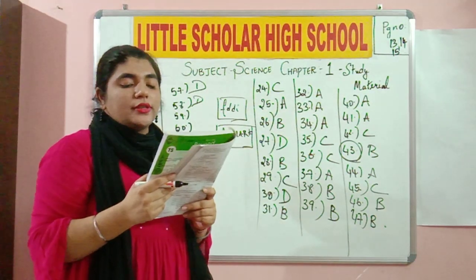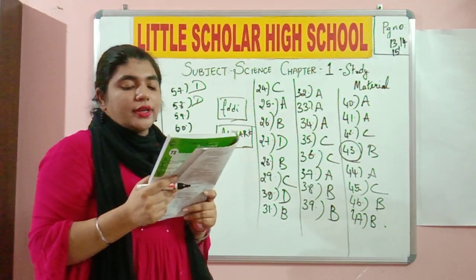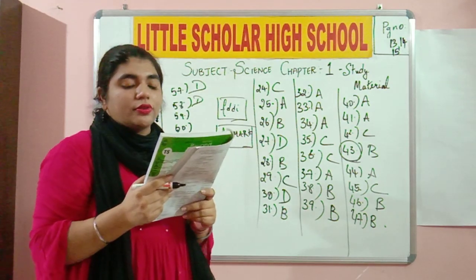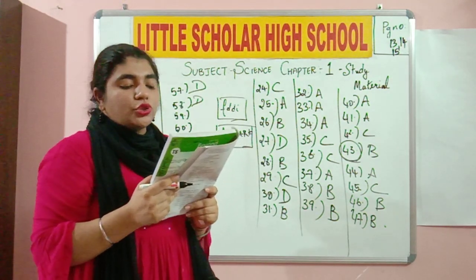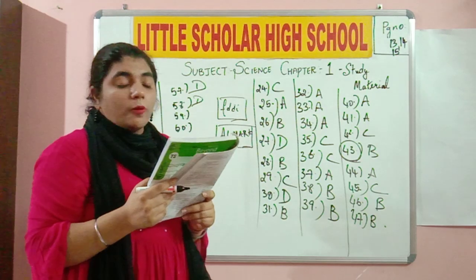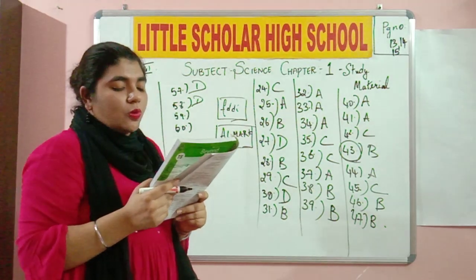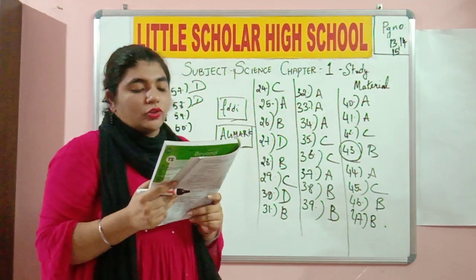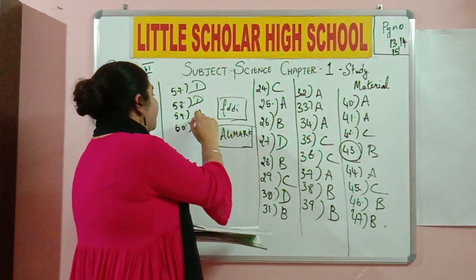Why should we check the date of manufacturing and ingredients written on the packaged food item before purchasing from the market? 59th one. Okay, option A, outdated food spoils our health. That's true. So 59th one is option A.